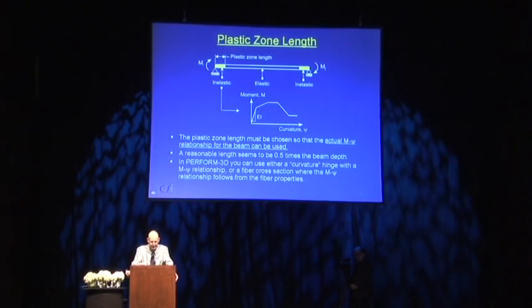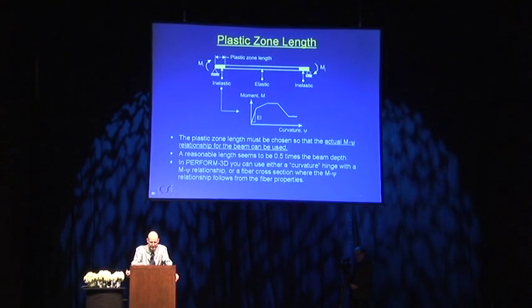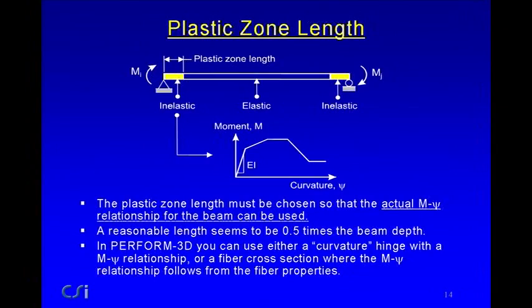There are a couple of ways in which you can do this in Perform. I'll demonstrate this later. You can either use a curvature hinge that uses a moment curvature relationship, or you can use a fiber cross section in the plastic zone. In that case, the moment curvature relationship follows from the behavior of the fiber cross section. I'll talk about that a little bit more later also.